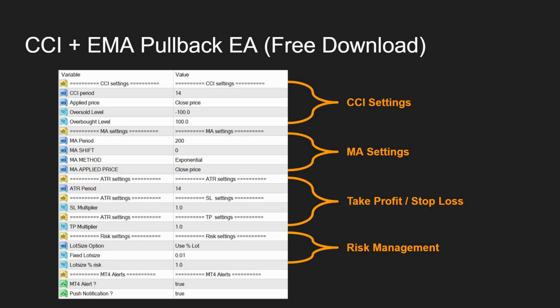You can either use a fixed lot size for every single trade, or you can use a percentage of your balance that you have available. And again, there are alert options for you if you want to have an MT4 alert through the desktop, so the sound notification or the push notification on your phone if you've got the MT4 app. So again, fairly basic settings inside here, and again, they follow the same logic of the RSI and stochastics pullback method.